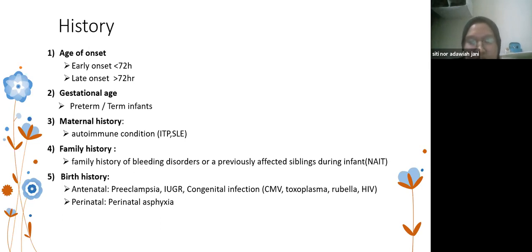And also from the maternal history, if the mother has any autoimmune condition, and from the family history, if there is any family history of bleeding disorder or previously affected sibling during infancy, that will suggest an AIT. And also birth history, antenatally, if the mother has preeclampsia, the baby has intrauterine growth restriction or any congenital infection, and also perinatal asphyxia. So next slide.